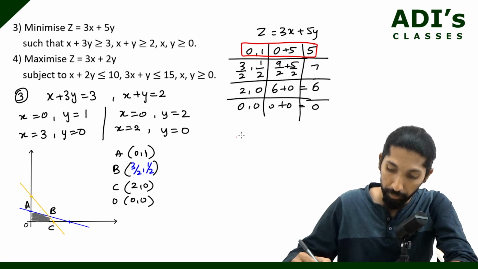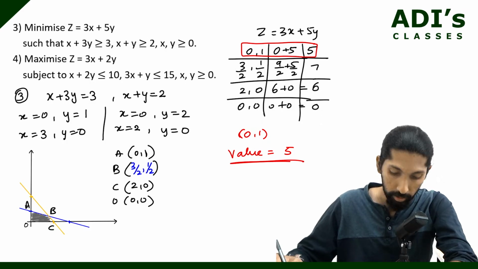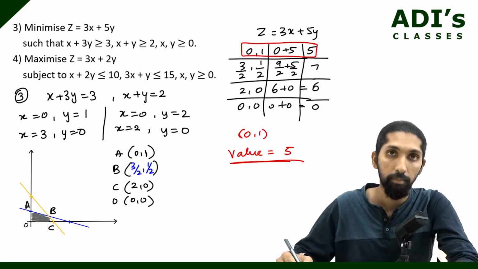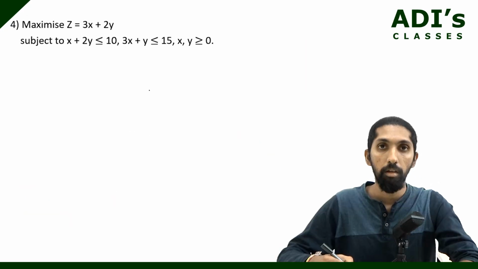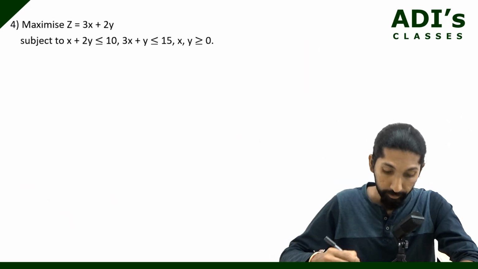So the answer is going to be this. Okay, so the optimal solution for this is 0, comma 1, and the value of this one is going to be 5. So this is the answer for the third one. Now let's do the fourth one. Look at the fourth one.